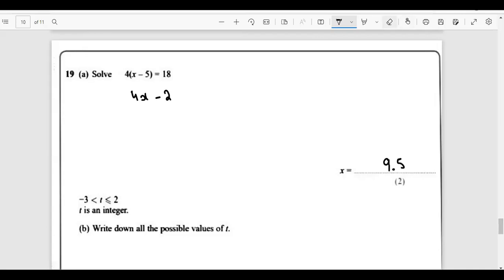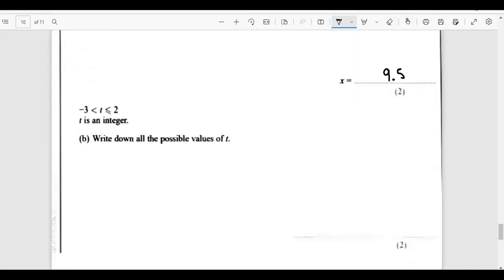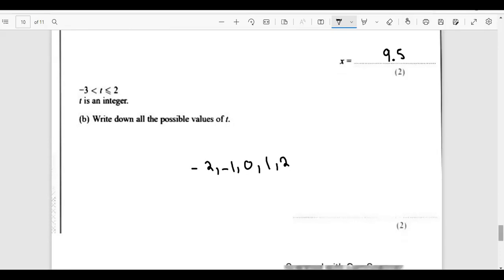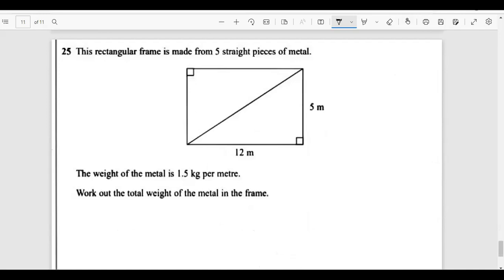And then for the next one, you need to write down all the possible values of t. -2, -1, 0, 1, 2. Very well done. Excellent. -2, -1, 0, 1, and 2. Excellent. Okay. And then this is another question.